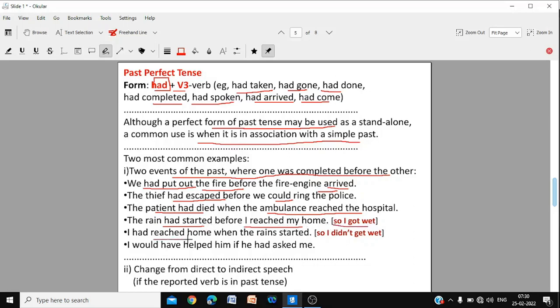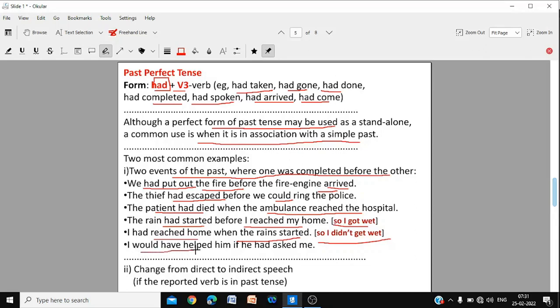I had reached home when the rain started. Had reached, past perfect, and started, simple past. So I had reached home. That was the first incident, so I did not get wet. The rain started afterwards.